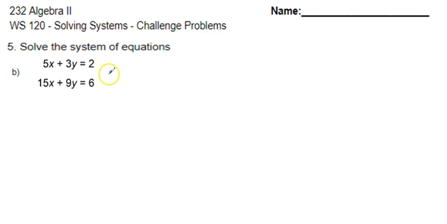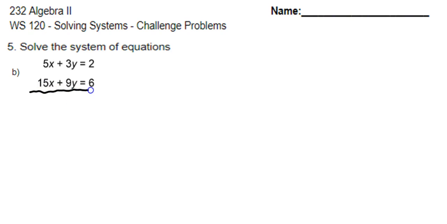For this one, we've got a system of equations. We want to solve these two equations. So substitution or elimination is going to be our best bet. In this particular case, we don't have a variable by itself solved for, or we don't have a 1 coefficient for any of these variables, so it's not necessarily going to be easy to use substitution. So we're going to use elimination.